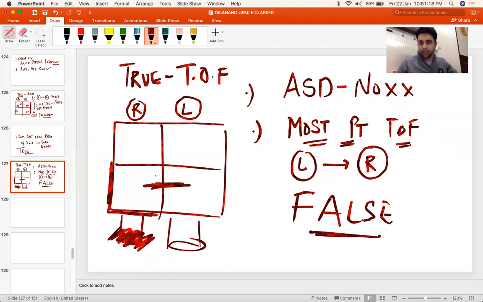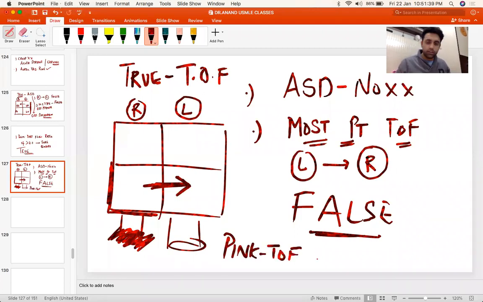Normally VSD is a left to right shunt, but in tetralogy of Fallot it is a right to left shunt. Normally ventricular septal defect is a left to right shunt, but in tetralogy of Fallot it is right to left because of the right ventricular outflow tract obstruction. If you would have said pink TOF, I would have agreed.